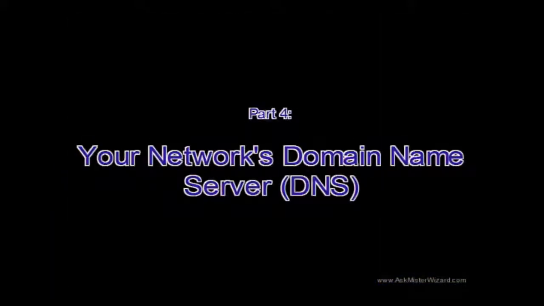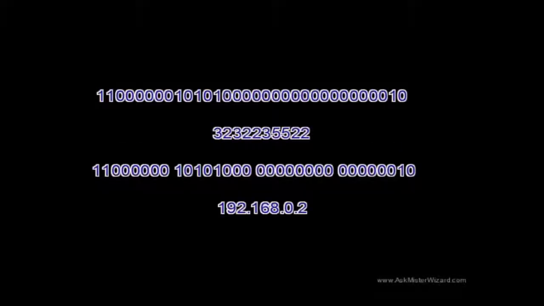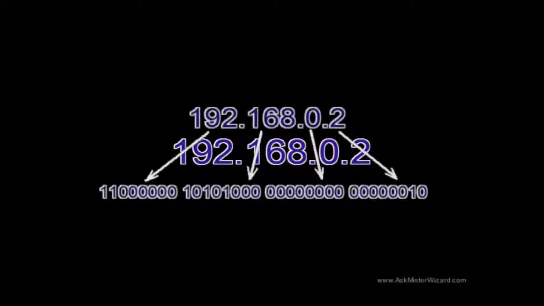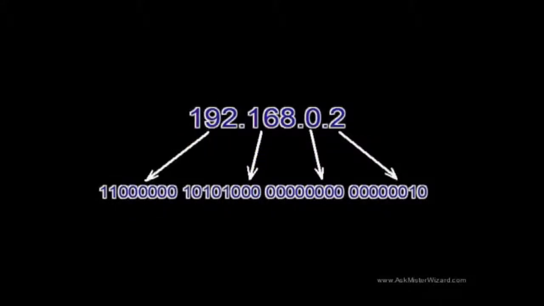Part 4 of 4, your network's domain name server. IP addresses are always 32-bit numbers. As we illustrated in Section 1 of this movie, those 32-bit numbers can be represented in a variety of ways, and we suggested that the popular dotted decimal notation was the most widespread. The example that we used looked like this: 192.168.0.2. Your computer can very easily convert that format into the binary format that works best with its hardware.